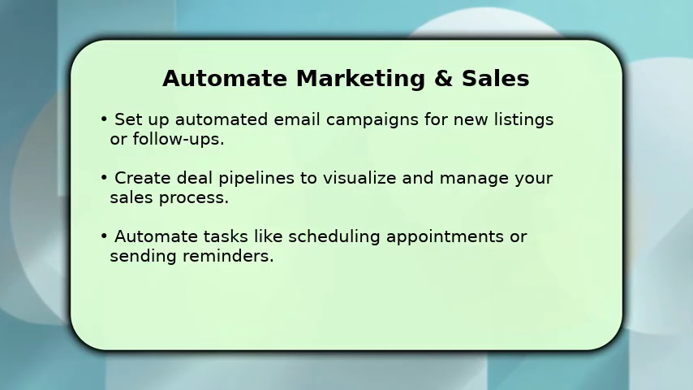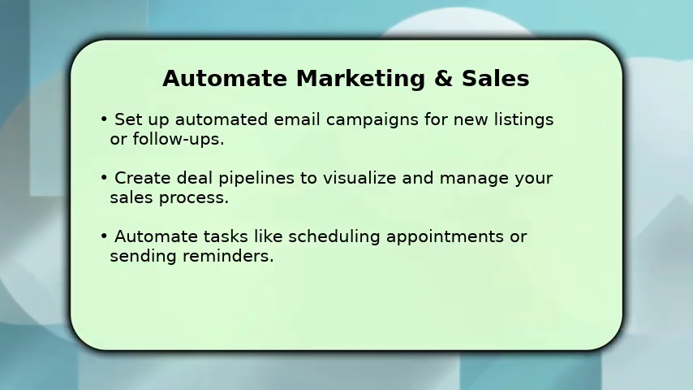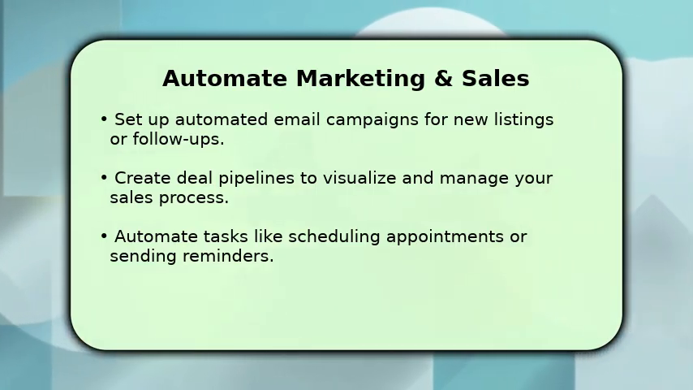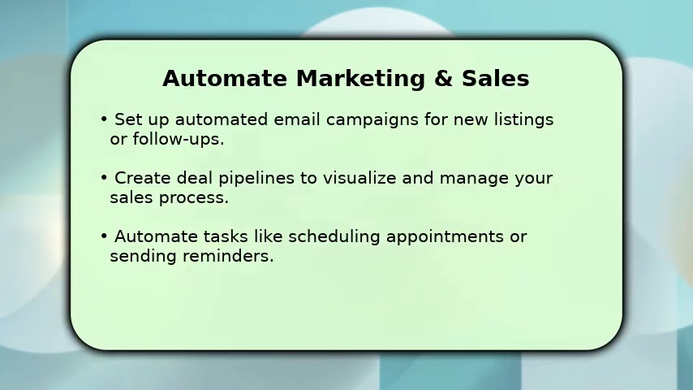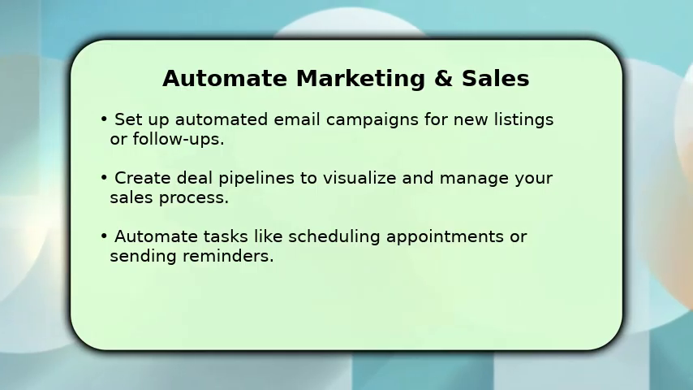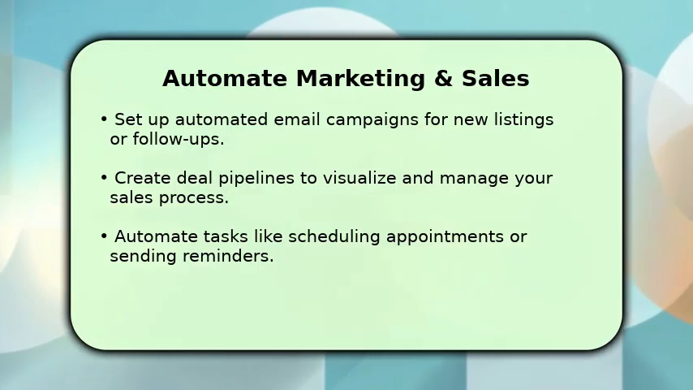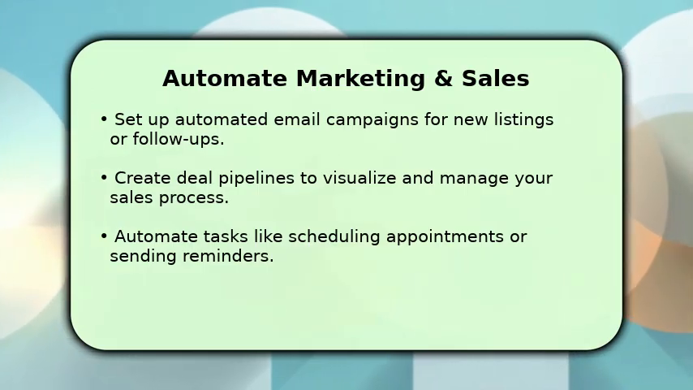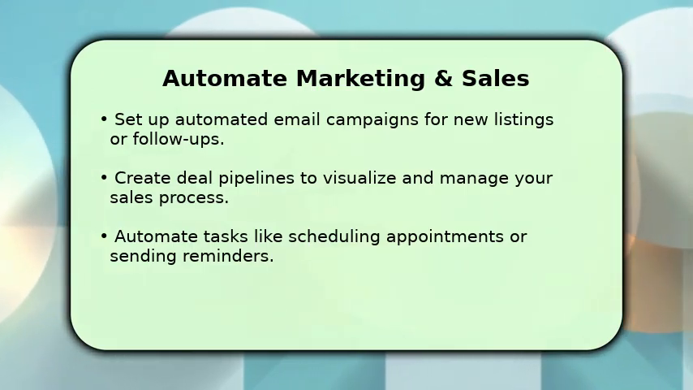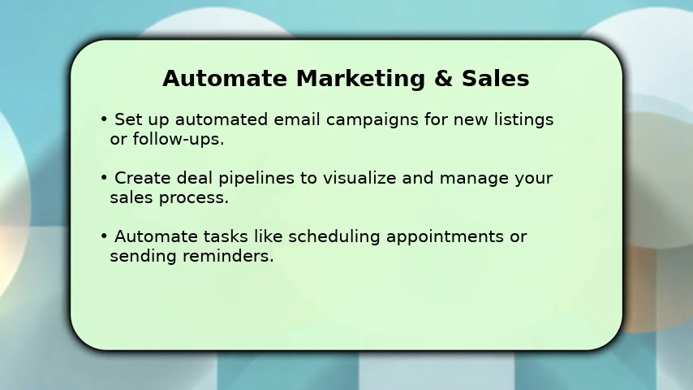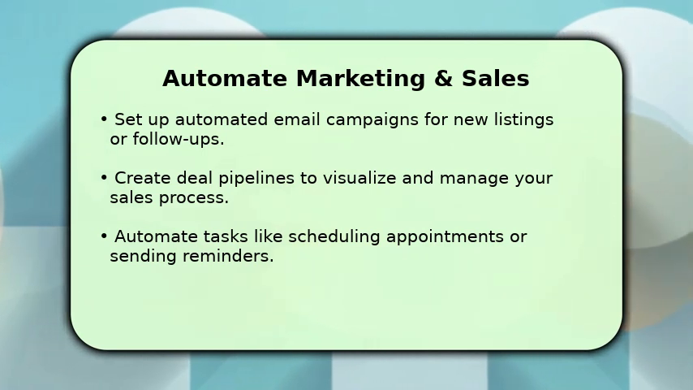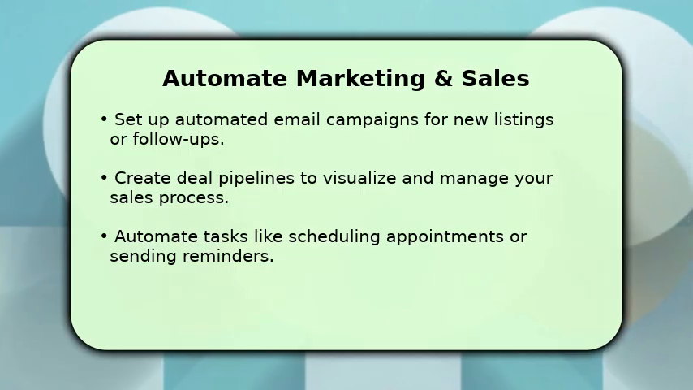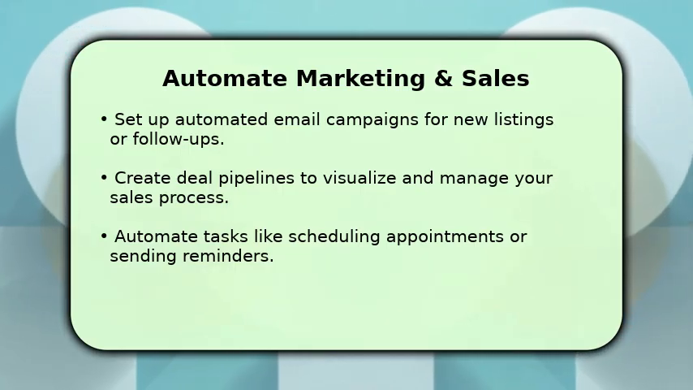Now, let's explore automation for marketing and sales. HubSpot enables you to set up automated email sequences for lead nurturing, perhaps for new listings or open house invitations. You can also create custom deal pipelines to visually track properties from initial inquiry to closing. Automating routine tasks, such as scheduling follow-up calls or sending property updates, saves significant time, allowing you to focus on high-value activities and client engagement.